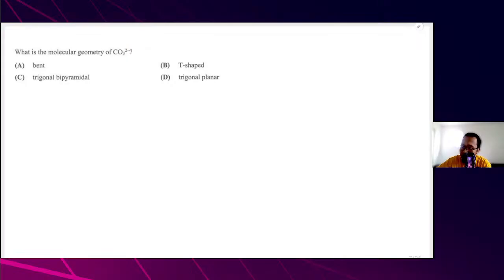Let's take a look at the answer. So C, how many electrons? 4, right? Okay. How about the O? O has 6. It might be something like this. Might be. I don't know. Might be something like this.